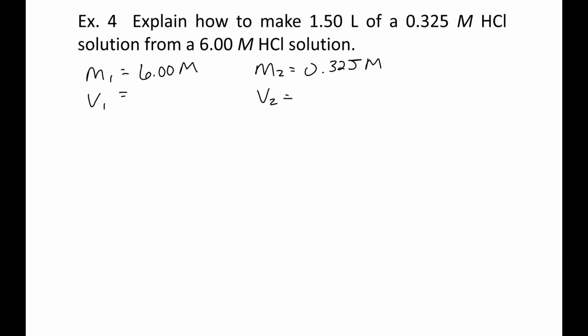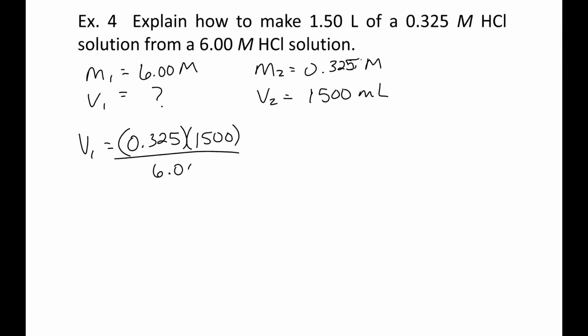And that's a 6, by the way, a really rotten 6 over here. Okay. And then 1.5 liters, which is 1,500 milliliters, goes here. So V1 equals 0.325 times 1,500 divided by 6.0, and we get 81.3 milliliters.